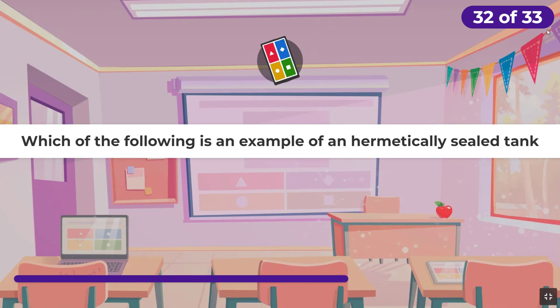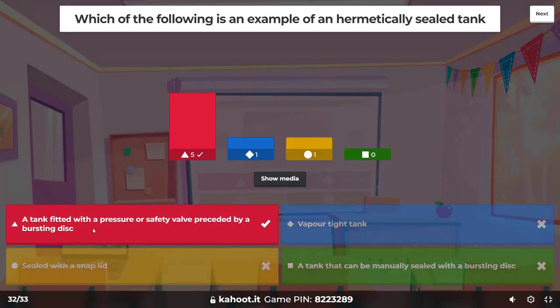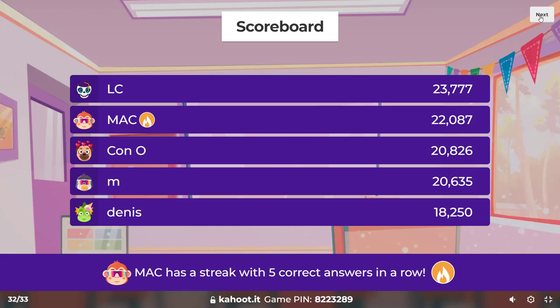Which of the following is an example of a hermetically sealed tank? Not just sealed, but hermetically sealed. It's this one here. The best one, you think, the seal with its nut lid. Vapor tight tank. Yes, it is vapor tight, but that's not hermetically sealed. A tank that can be manually sealed with a bursting disc. Okay. It's a tank fitted with a pressure or safety valve preceded by a bursting disc. Remember the bursting disc, protector, pressure valve. Yeah. It's hermetically sealed after the Greek god Hermes, who's the very, very clever one.